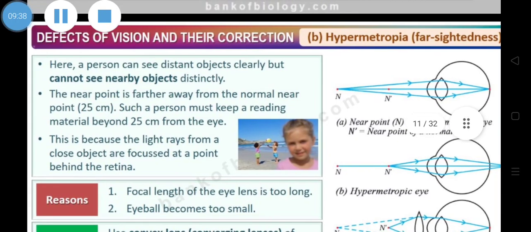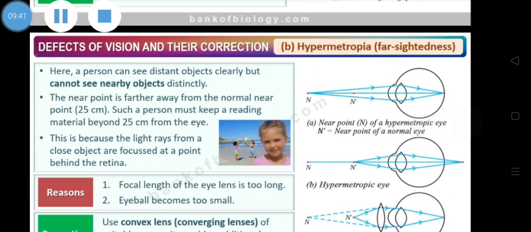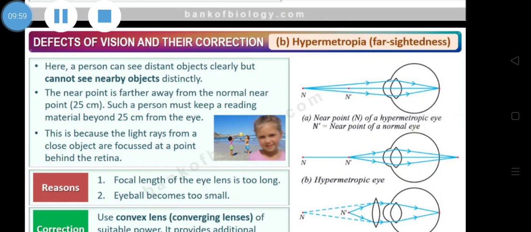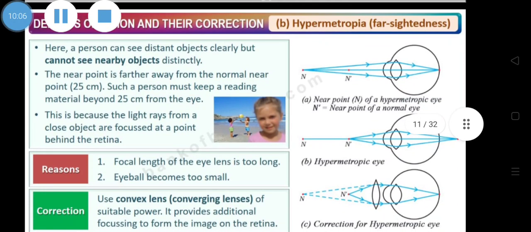Next is hypermetropia. Normally a person can see distant objects very clearly, but in hypermetropia the person cannot see nearby objects distinctly. Nearby objects are not seen but far objects are easily visible. The near point is farther away from the normal near point, and such a person must keep reading material beyond 25 centimeters from the eye.